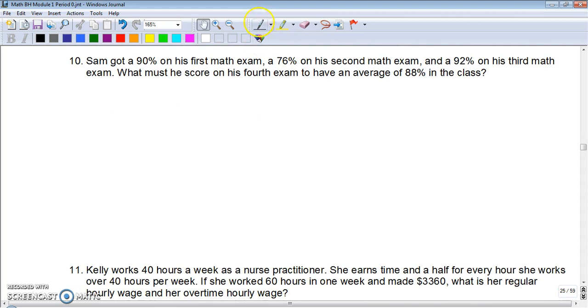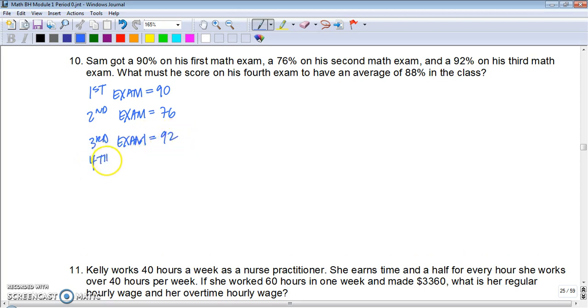Number 10. Sam got a 90% on his first exam, 76 on the second, and a 92 on the third. What must he score on his fourth to have an average of an 88? So we'll write out his first exam was a 90. The second exam was a 76. The third exam was a 92. And the fourth exam is what we're looking for. We'll call that x. We want the average to be an 88.